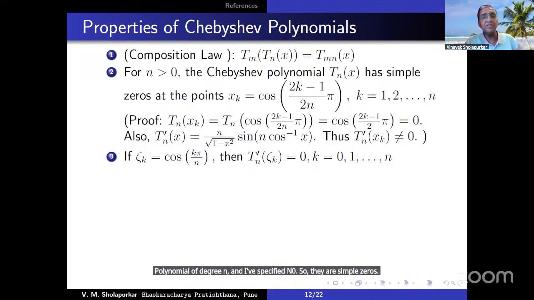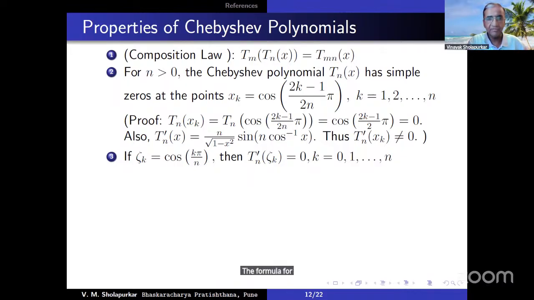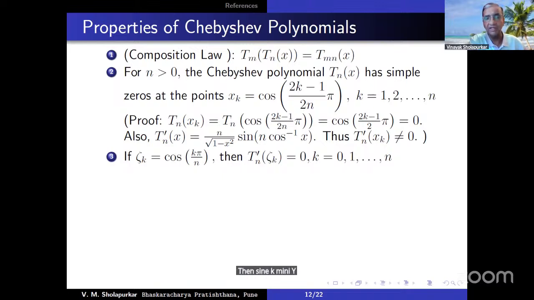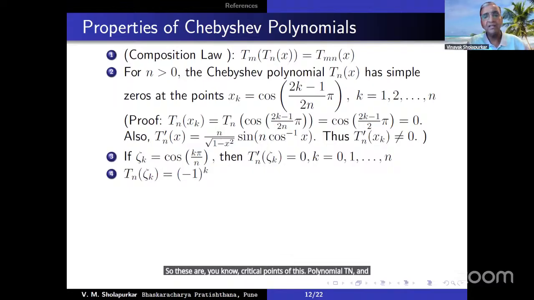Now suppose zeta k is cos k pi by n. Then you can check Tn dash, the formula for which I have written already. If you plug in zeta k, this cos inverse of cos k pi by n, then sin k pi will come, n will get cancelled. So sin k pi will be 0. So Tn dash zeta k are 0. So we have found zeros of Tn dash. These are in a way critical points of this polynomial Tn. And Tn of zeta k, if you plug in this zeta k in Tn, then you'll get -1 to the power k.